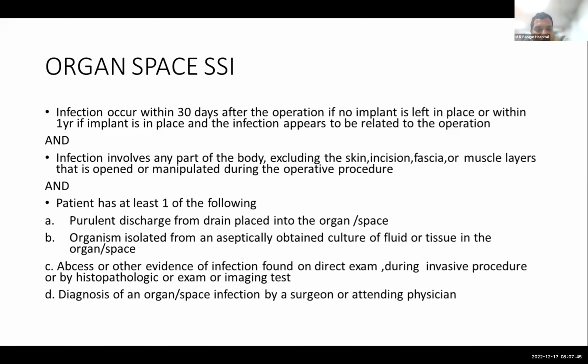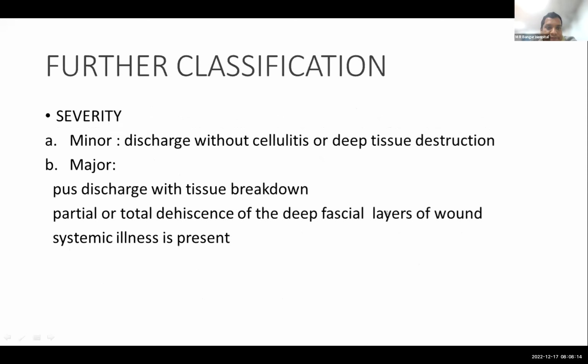during the operative procedure. The patient has at least one of the following: purulent discharge from a drain placed into the organ or space, organism isolated from an aseptically obtained culture of fluid or tissue in the organ or space, abscess or other evidence of infection found on direct examination, during invasive procedure or by histopathological exam or imaging test. Diagnosis of an organ or space infection by surgeon or attending physician.